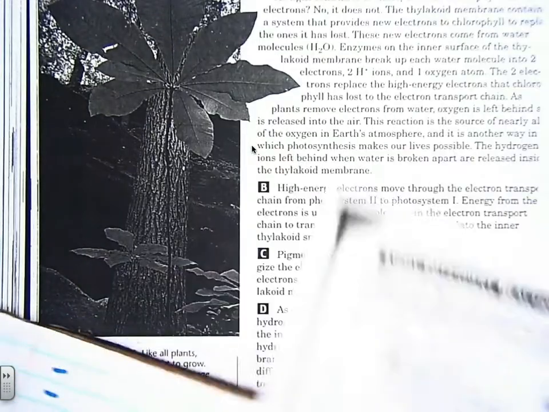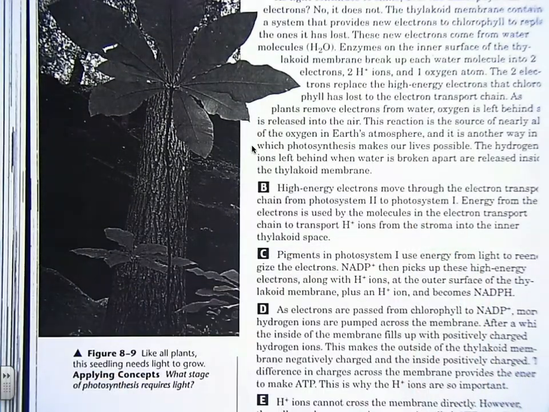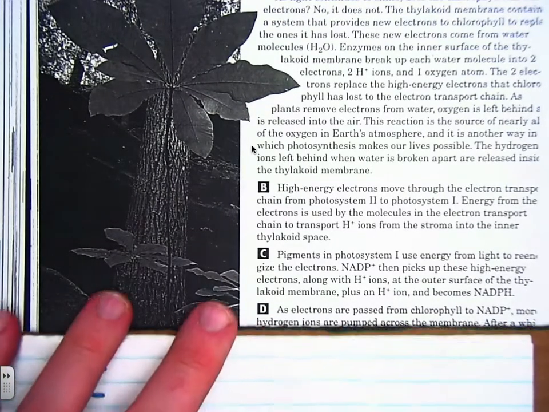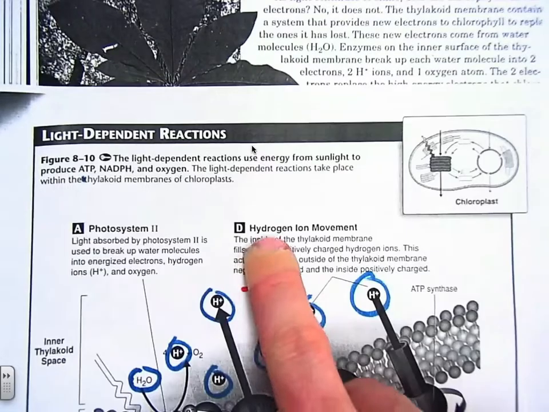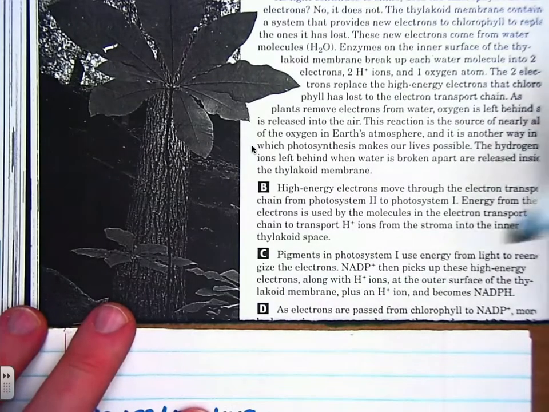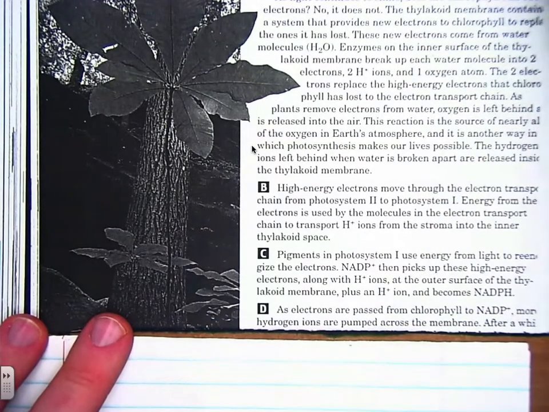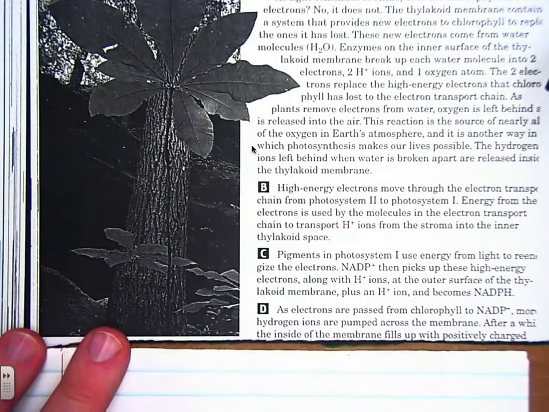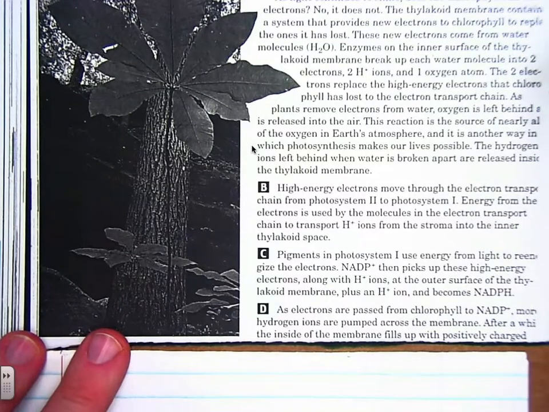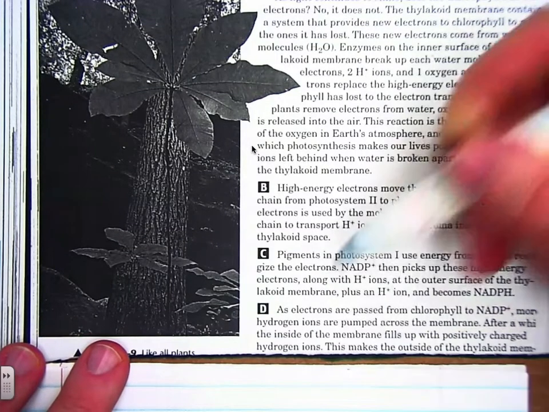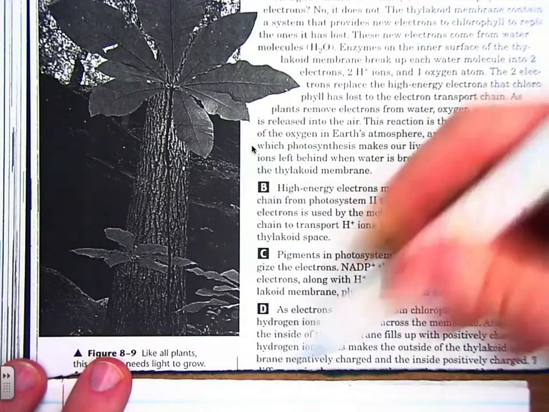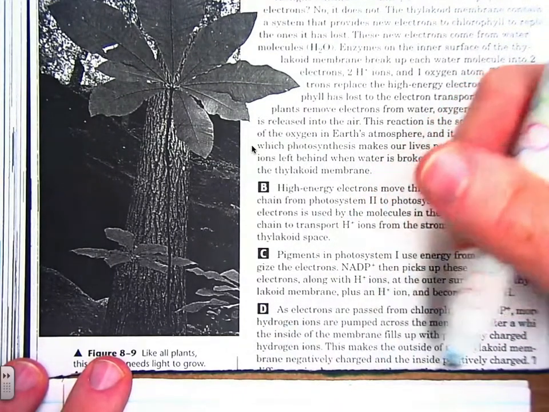Let's continue on. I'm going to start reading in section D right here. So once again, I'm reading from section D. As electrons are passed from the chlorophyll to NADP+, more hydrogen ions are pumped across the membrane. After a while, the inside of the membrane fills up with positively charged hydrogen ions. This makes the outside of the thylakoid membrane negatively charged and the inside positively charged.